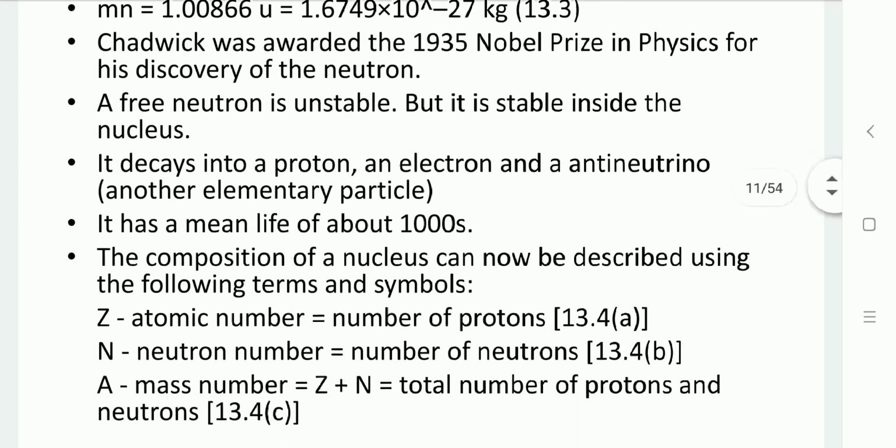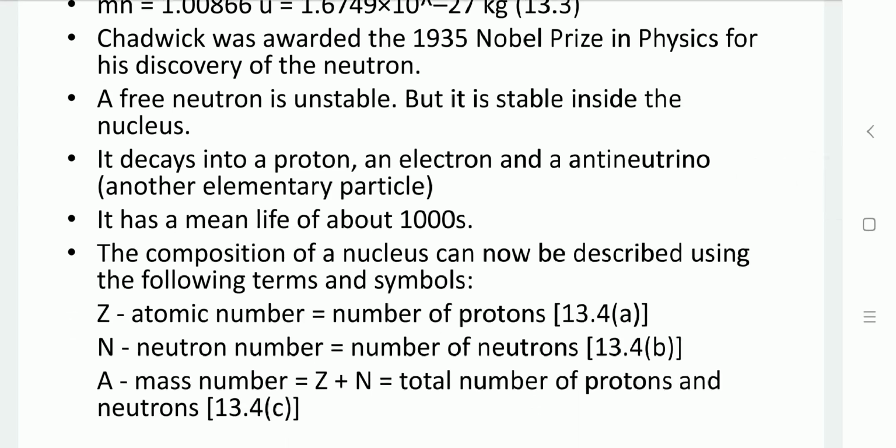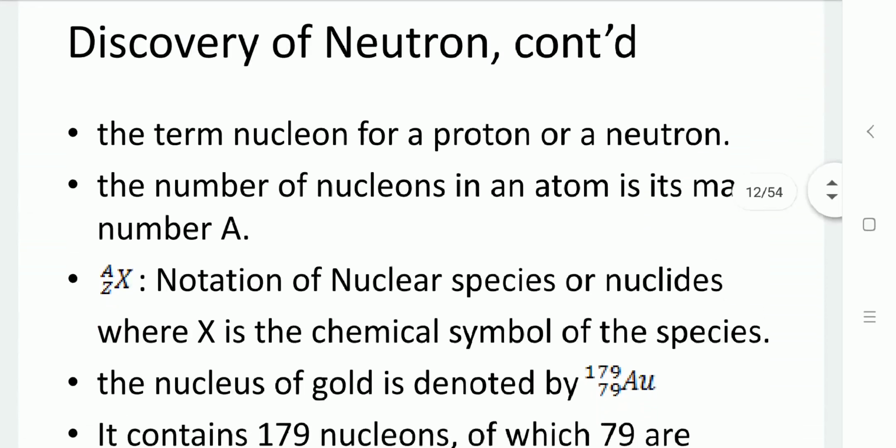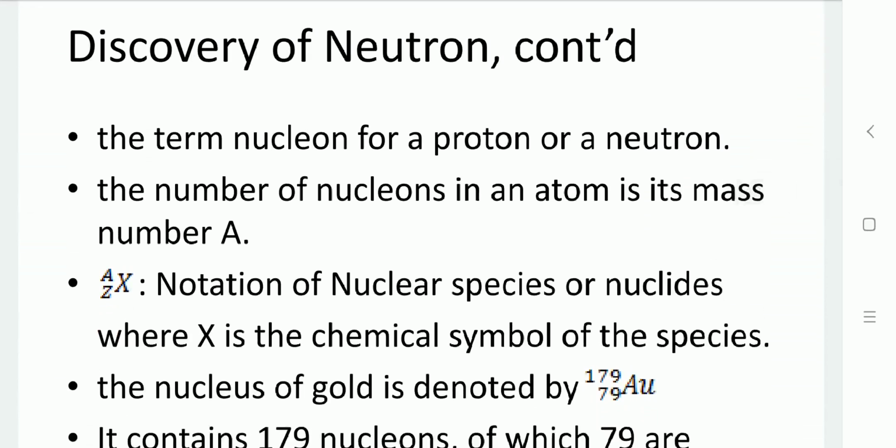Now, to define the composition of a nucleus: Z is the atomic number, which is equal to the number of protons or the number of electrons. N is the neutron number, that is, the number of neutrons. A is the atomic mass number, which is equal to the total number of protons Z plus the total number of neutrons N. Another term used is nucleon, which is either a proton or a neutron. So the number of nucleons in an atom gives you the mass number A.